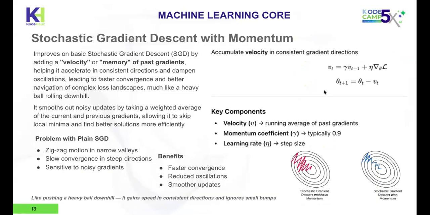So the third one is momentum, right? So momentum is basically stochastic gradient descent, but with momentum. So what is momentum? Momentum is just an additional factor that you add, and that factor accounts for the change in the gradient, right, of the parameter. So it improves on the basic stochastic gradient descent by adding a velocity component, right? Or memory of past gradients. In other words, remember the values of past gradients.